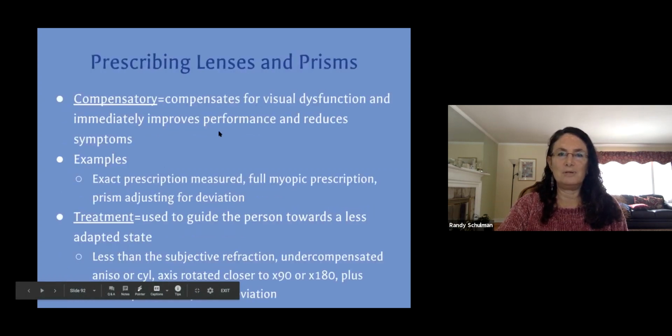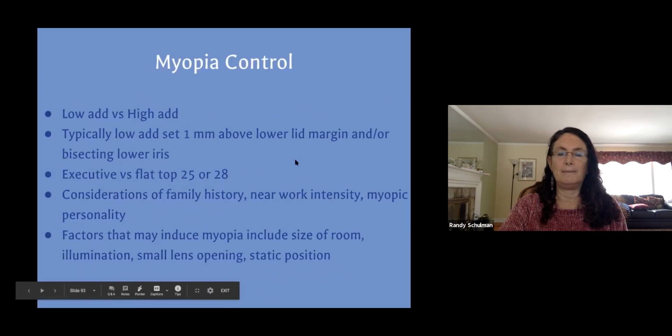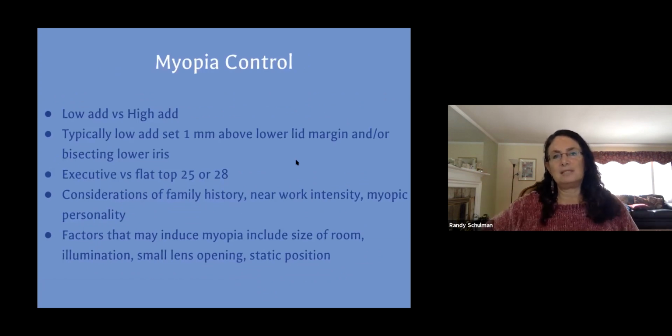So just in terms of prescribing, you want to compensate for any visual dysfunction, improve performance, and reduce symptoms, and you're not really going to be giving the exact prescription that you measure. Very often you're not going to be giving that full myopic prescription. You'll be making adjustments. You'll give them less than the subjective refraction. You might undercompensate. And with SIL, I tend to go closer to 90 or 180. I'm going to talk about, again, some more prescribing philosophies over the next couple of slides.